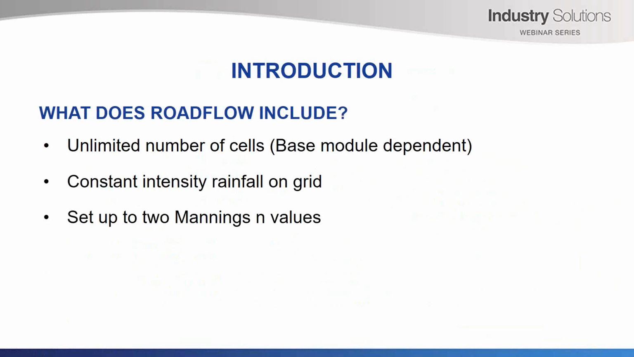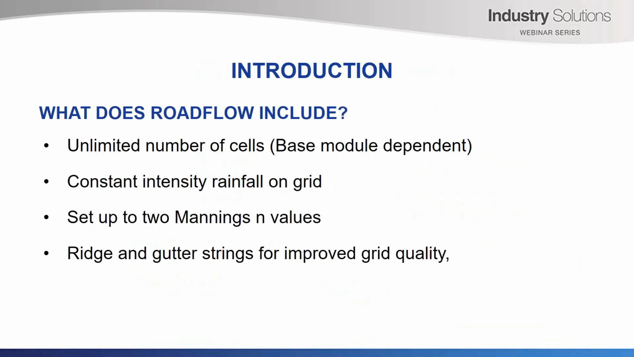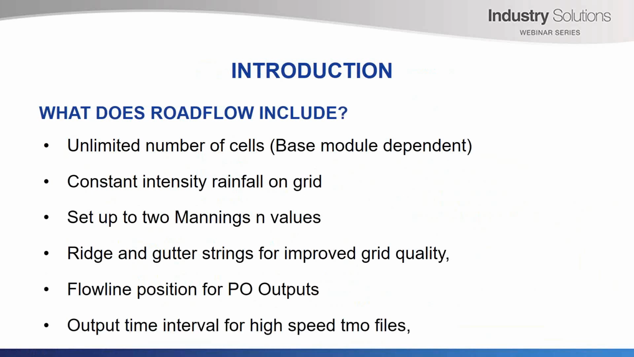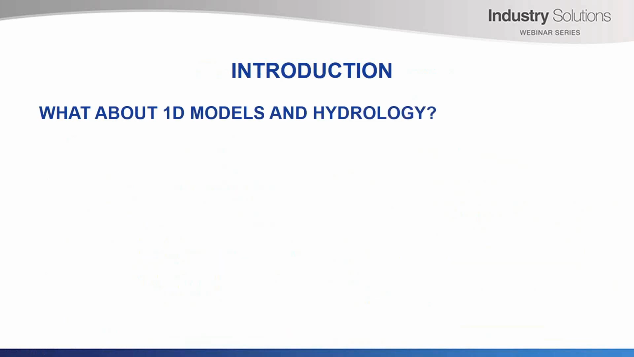Setting up two Manning's N values or surface type roughness values, ridge and gutter strings for improved grid quality, and flow line position for plot outputs, or what they call PO outputs, and output time interval for high-speed TMO files.